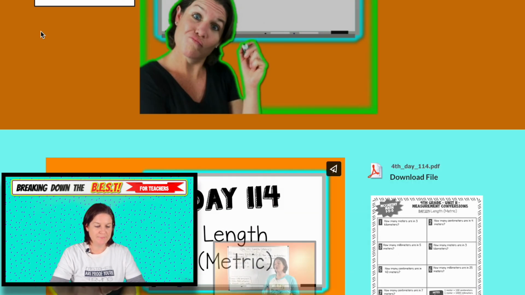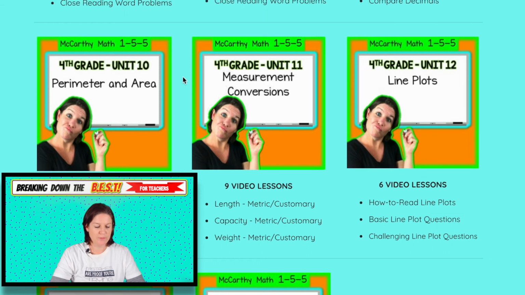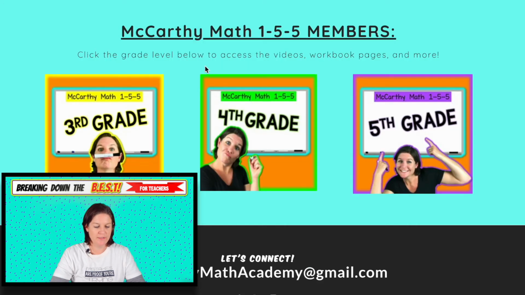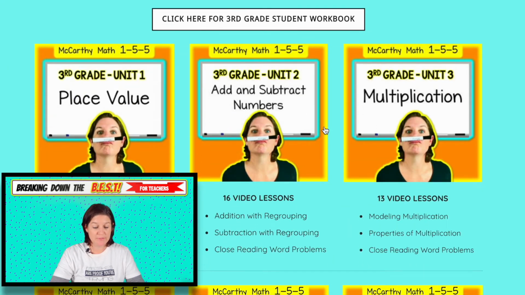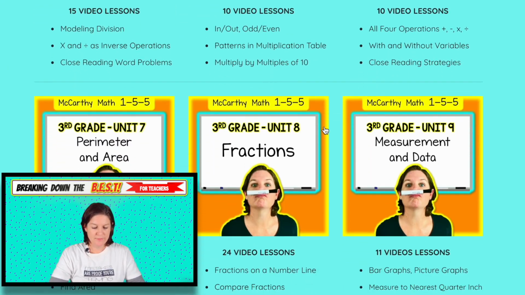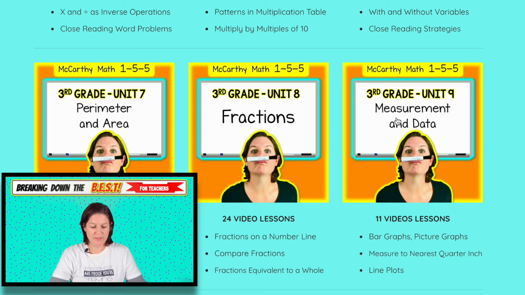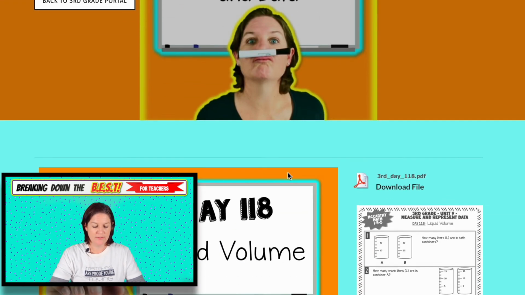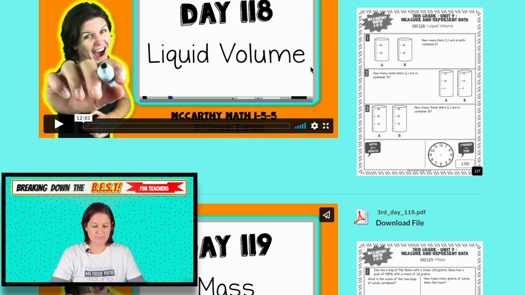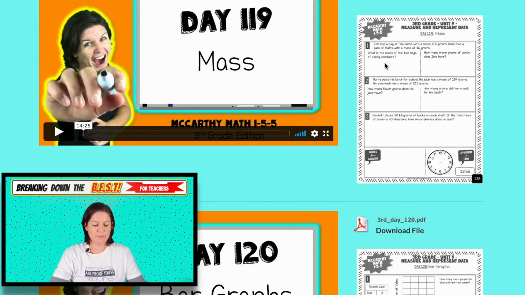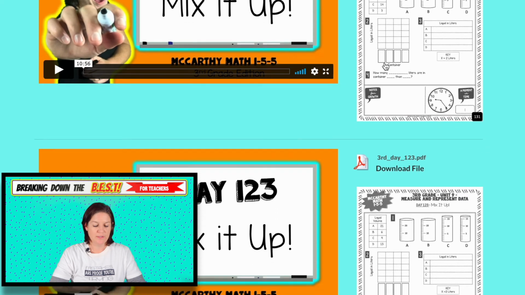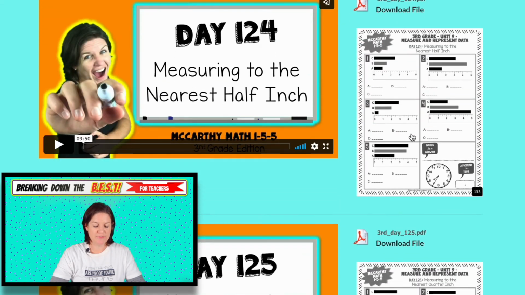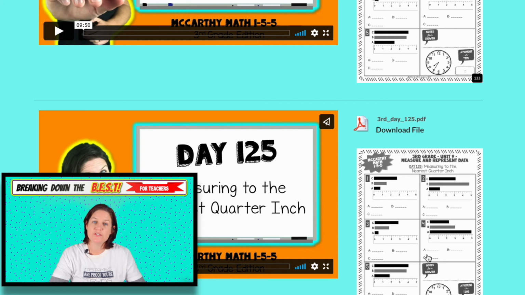Okay. Let's go back though, because I think in 3rd grade, if you have access to all 3 of them, which I recommend because there's a lot that you can pull from then. If you go to measurement and data, there are some involving liquid volume, some more mass problems, measuring to the nearest half inch, measuring to the nearest quarter inch. Now for 4th grade, it goes to the nearest 1/8 and 1/16, but this is just a little bit of extra practice to understand how to break up those fractional pieces.